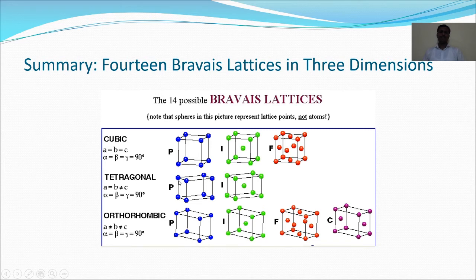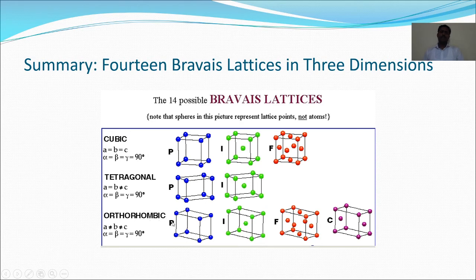For the tetragonal system, 8 atoms are at 8 corners. It's called simple tetragonal. And the second one, body-centered tetragonal: 8 atoms are at 8 corners, 1 is at the center.